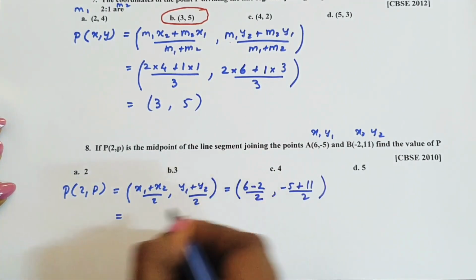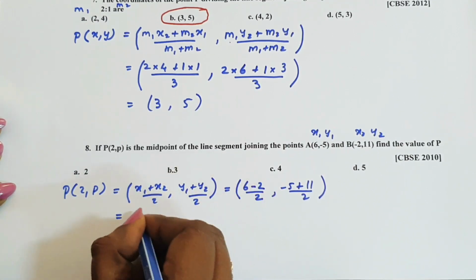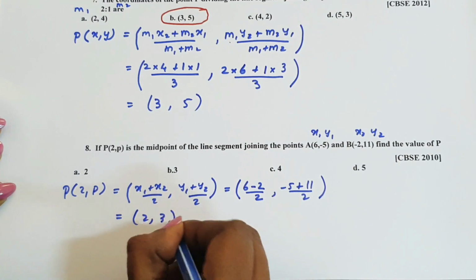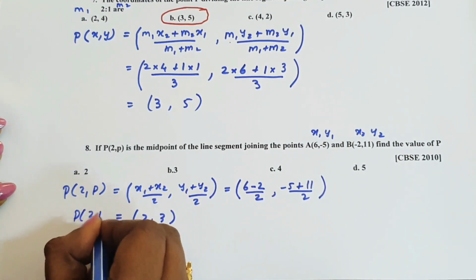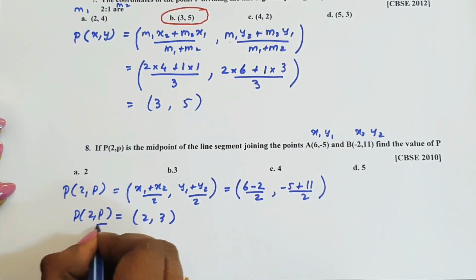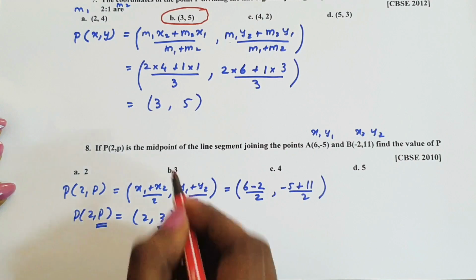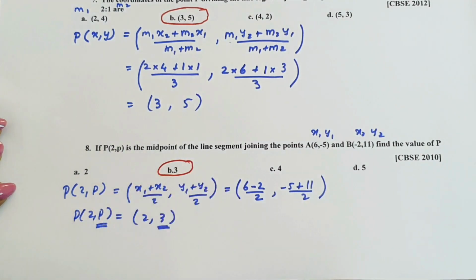Now that is equal to 6 minus 2 is 4, 4 by 2 is 2, and 11 minus 5 is 6 by 2 is equal to 3. So that was corresponding to P of 2P. Now you can correspond the like terms or the like coordinates. So P is equal to 3. Corresponding to P we have 3 and our option is B.